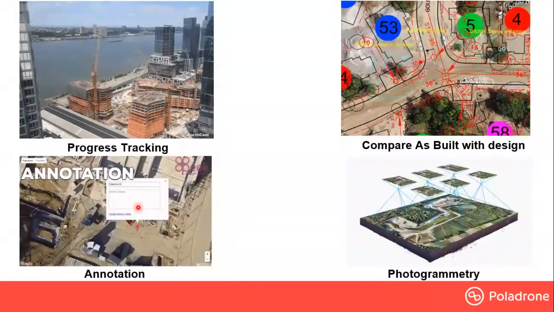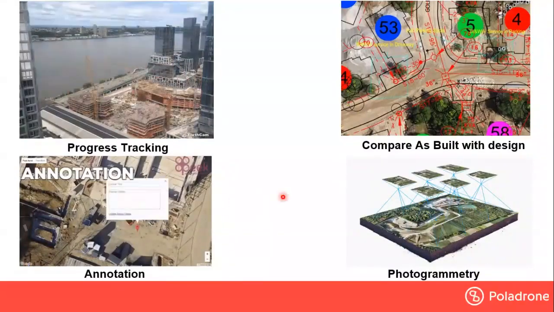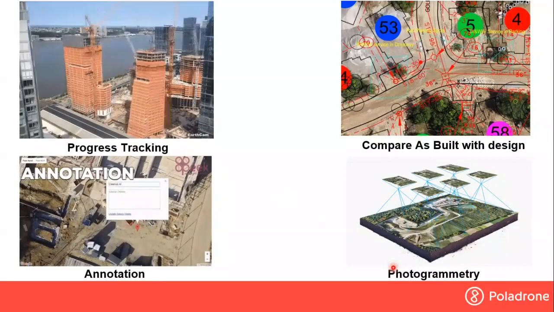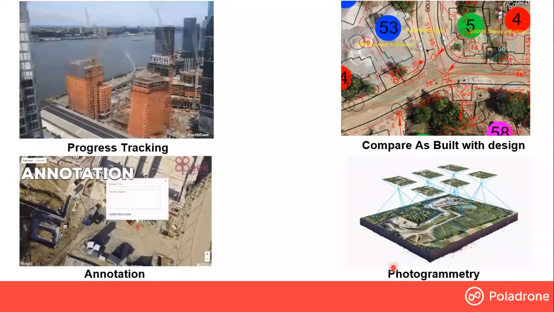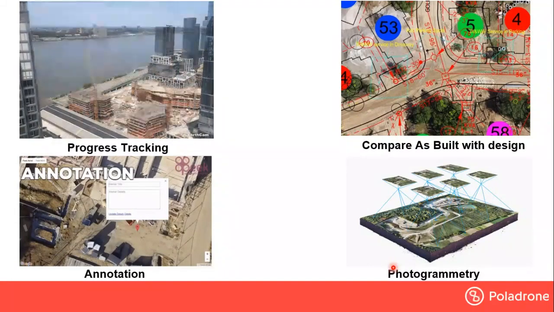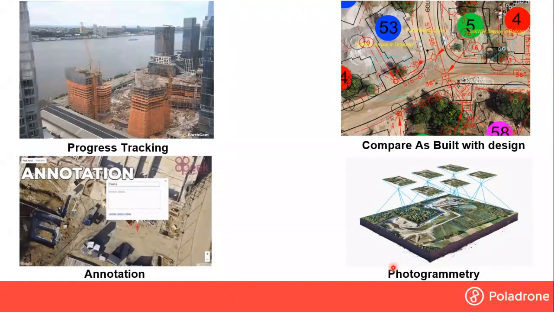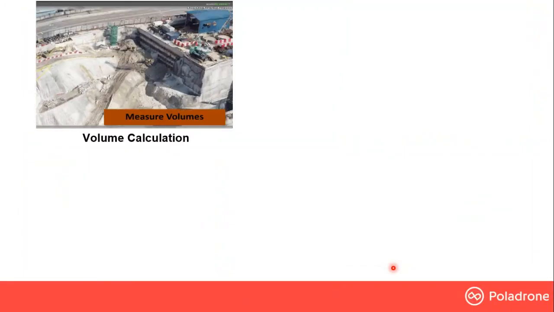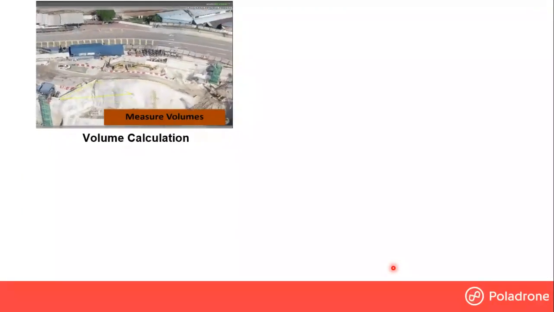And of course, the most important for survey mapping is photogrammetry. Photogrammetry is the science of making measurements using photographs. So this is quite important, especially in survey mapping. Next, I'm going to show you some examples of photogrammetry. This one is volume calculation.